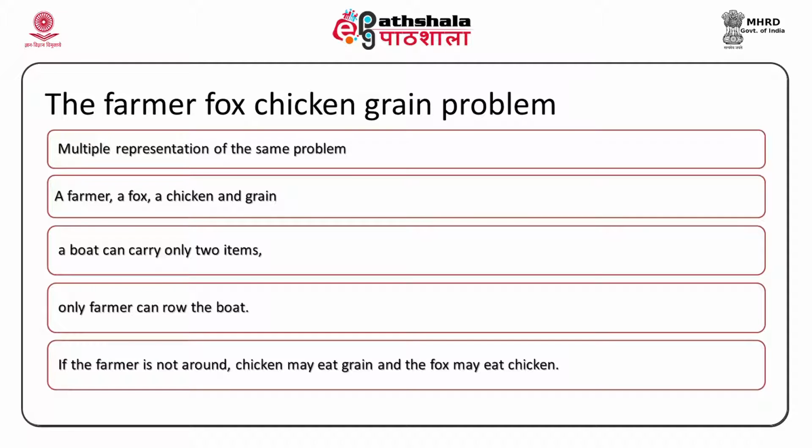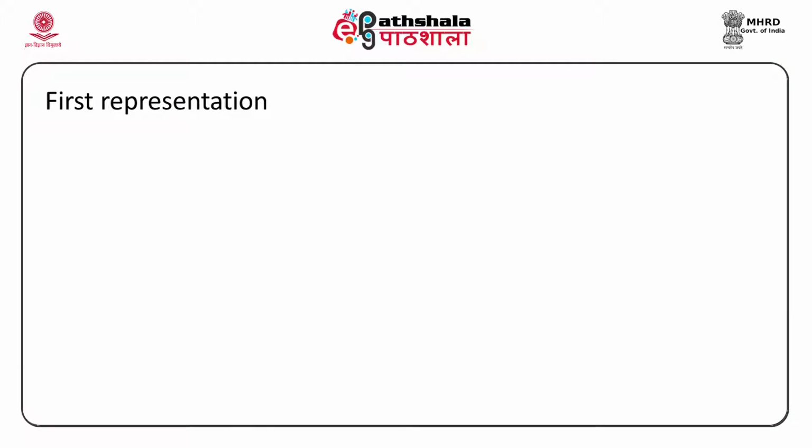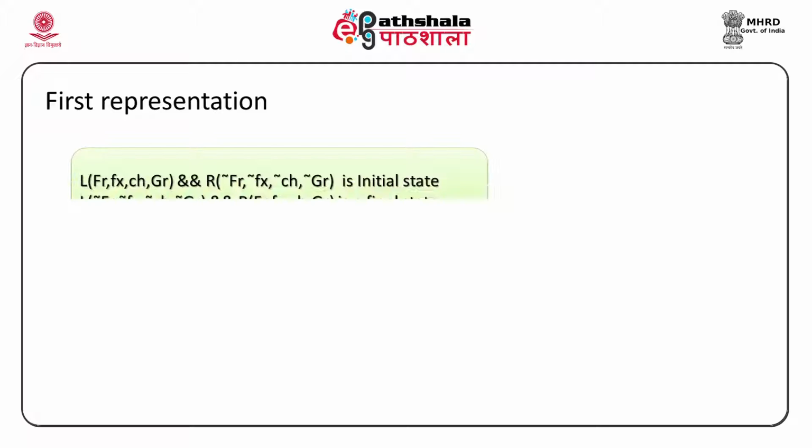Now, in the beginning you may feel that the problem is almost the same as the previous one. It is not. There are some important differences. For example, only the farmer can row the boat, and when the farmer is around, nothing wrong is going to happen. Not only that, the fox will have nothing to do with grain. So, if you have fox and grain on one side, absolutely no problem. The first representation, if you are not very good in mathematics, probably looks a little hard to understand, but this is not so. Please try to understand.